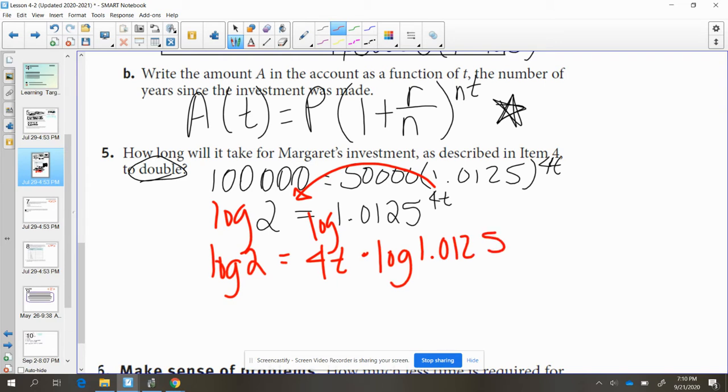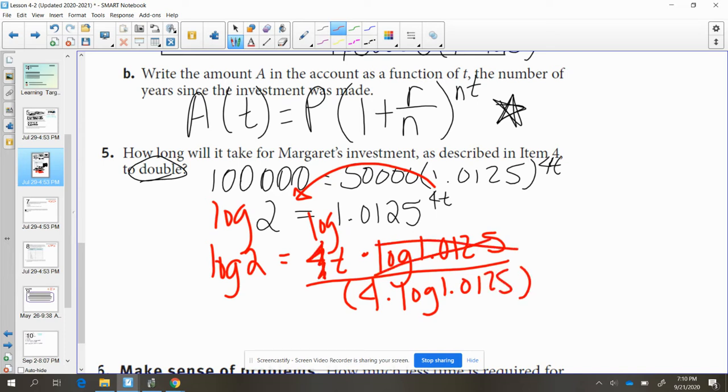And then if we want t to be isolated completely, we're going to have to divide by 4 times the log of 1.0125. Now be careful to put this in parentheses to make sure we get all of this divided, especially if you have an older calculator like I tend to use, you will get everything underneath properly where it's supposed to go order of operations wise.